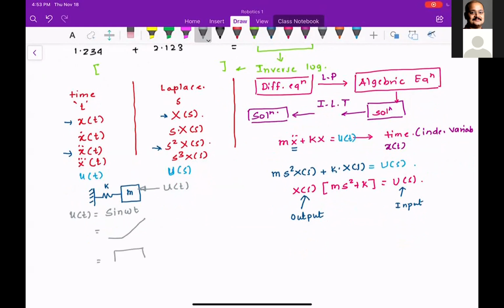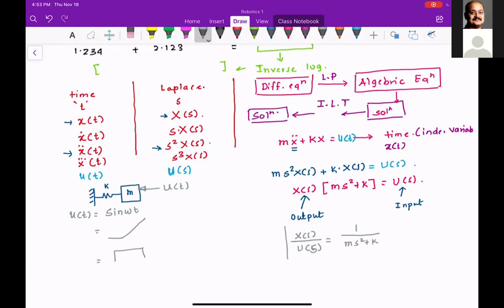So u of t could be any type of input. What I'm going to do now is take x of s, which is the output, and divide by u of s, which is the input. And what I have here is ms square plus k. So it means that if I'm able to solve this expression, I know the solution for x of s.